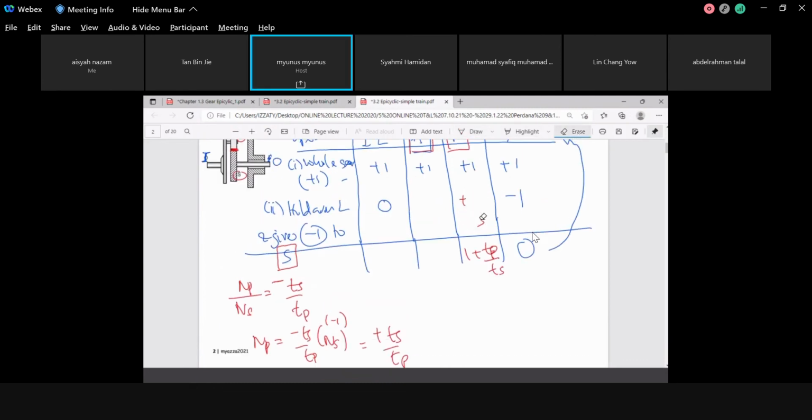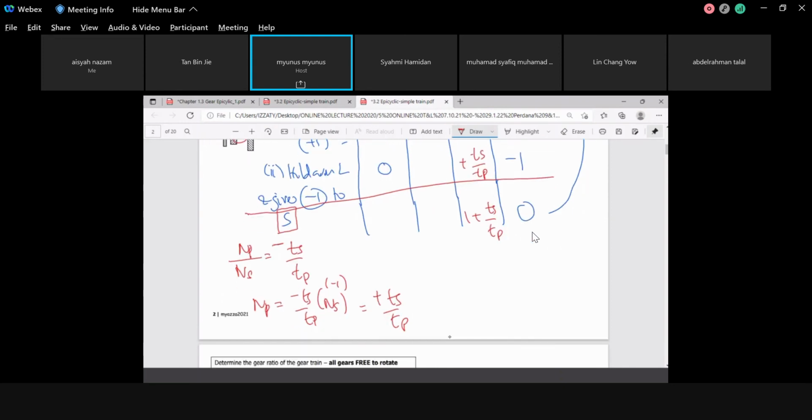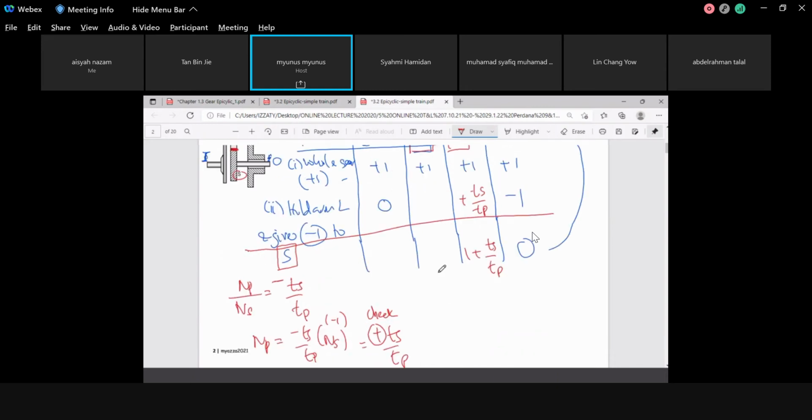Astaghfirullahaladzim, sorry. This one is 1 plus TS by TP. Then, as I mentioned earlier, we can check this one, correct or not. Check. How to check? Go back to the figure.